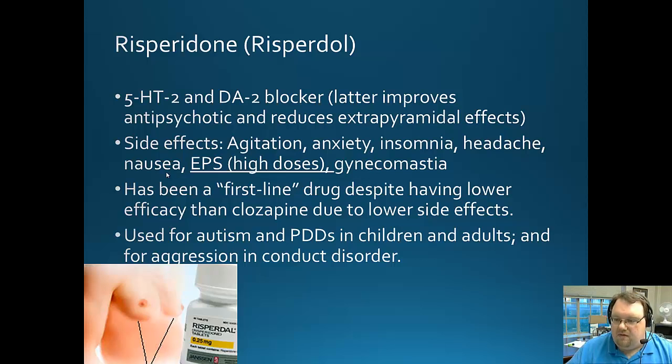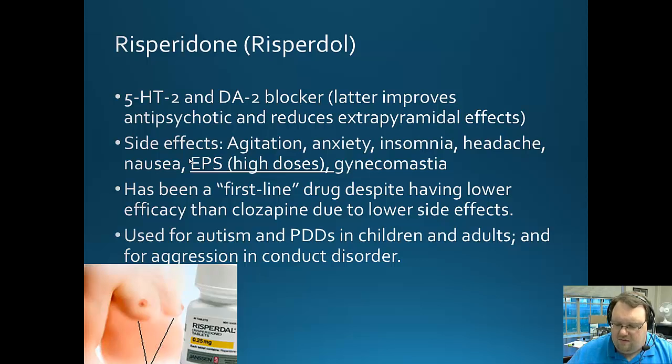Risperidone, it's also one of these medications that, it's second generation, so it blocks both serotonin and dopamine. And with this, of course, we think that dopamine is the one that really leads to the antipsychotic effect. But with this, it does block the dopamine a little bit more than Clozaril does. So one of the side effects is you can still have those extrapyramidal effects, but it's really only at high doses.